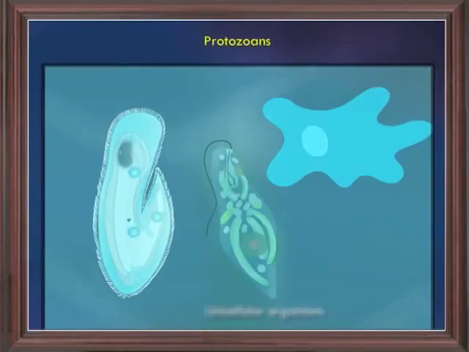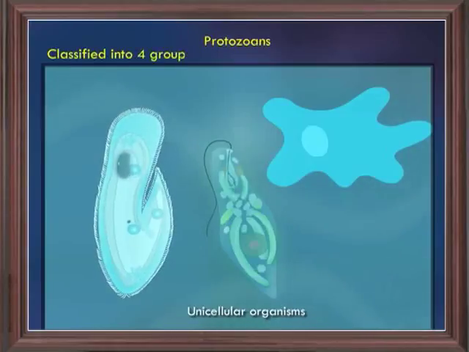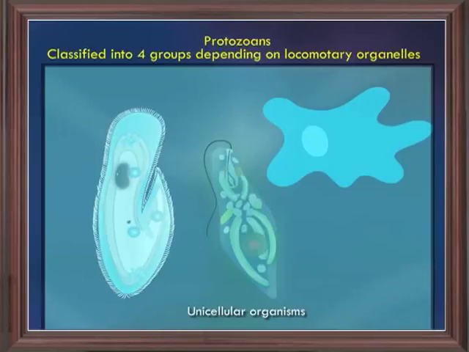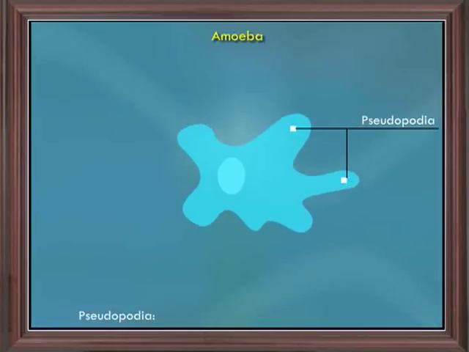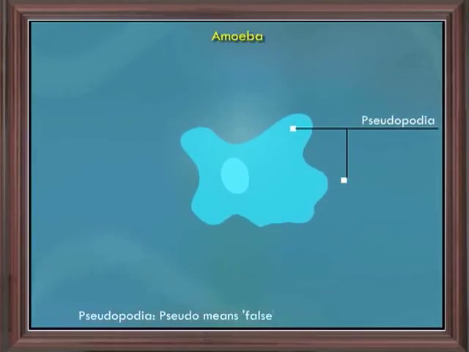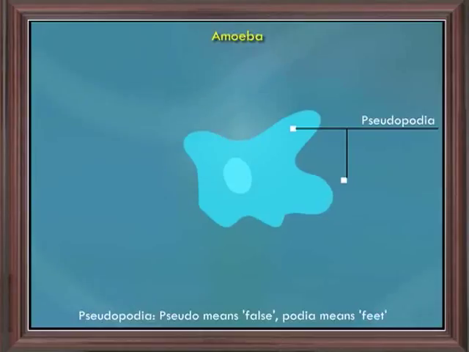The fifth group of microorganisms is the unicellular protozoans. All protozoans are eukaryotes. Protozoans are unicellular organisms. They may be classified into 4 groups depending on locomotory organelles. Some protozoans, such as amoeba, move with the help of pseudopodia. Pseudo means false, podia means feet.